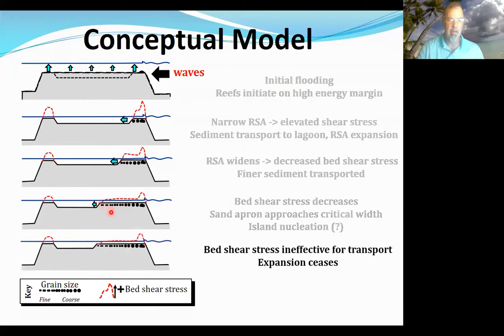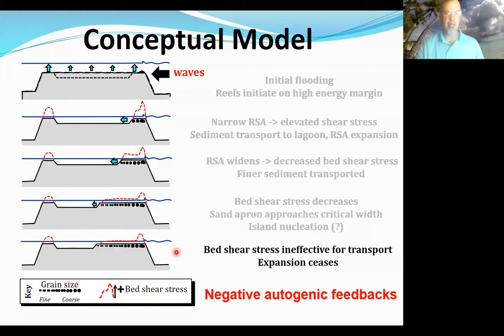And then we might come to some point where the reef sand apron expansion actually ceases, because the bed shear stress is ineffective for transport across the reef sand apron. So this basically suggests, as a conceptual model suggests, that there are negative feedbacks. That is, the very process of widening by sediment transport creates conditions that disfavor further widening. So that would suggest that we limit the possibility of filling platforms and atolls by debris derived from the reef.